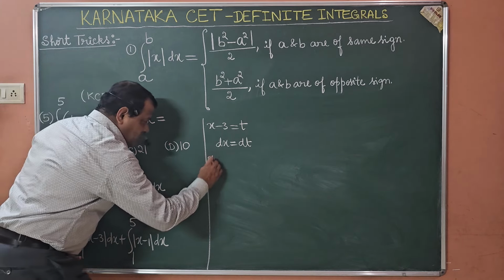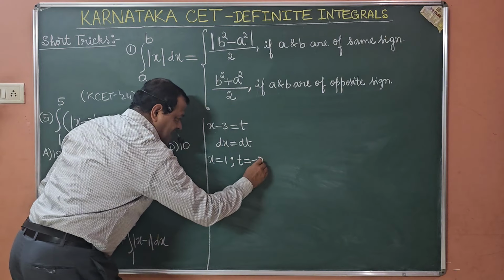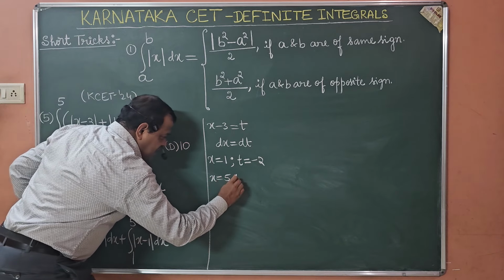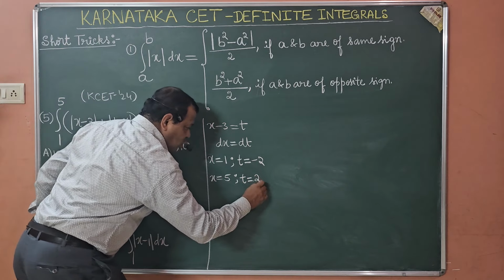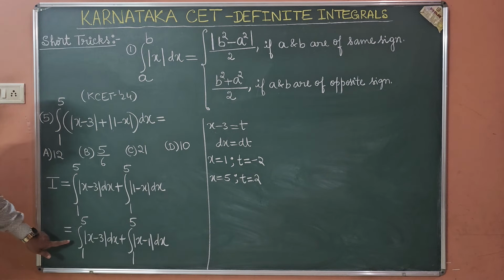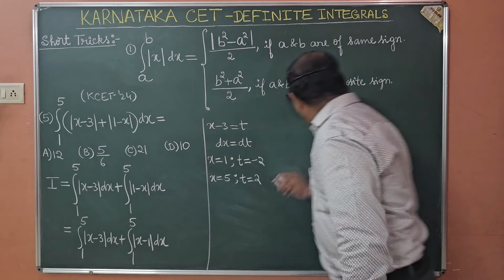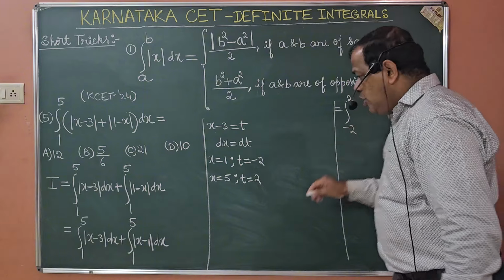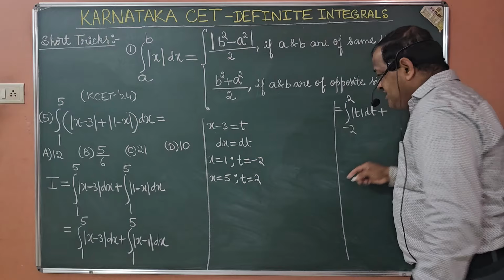When x is 1, earlier lower limit, our t is 1 minus 3, minus 2. And when x is 5, our new upper limit will be t is 5 minus 3, therefore 2. Therefore this becomes, I will write over here, this first integral becomes integration from lower limit minus 2, upper limit 2, mod t dt, plus in the second integral.